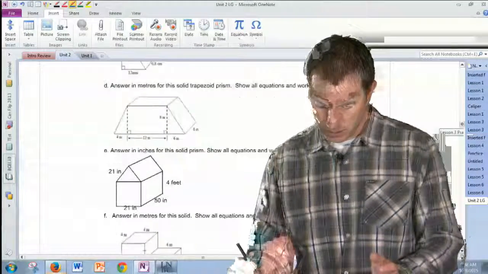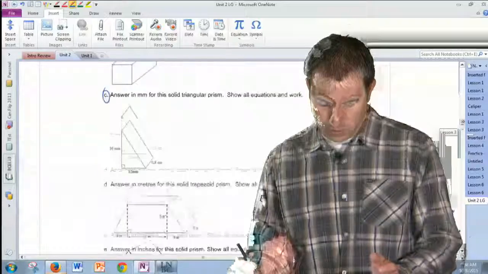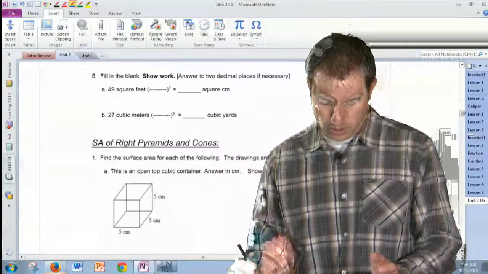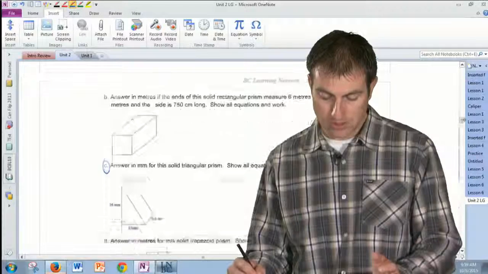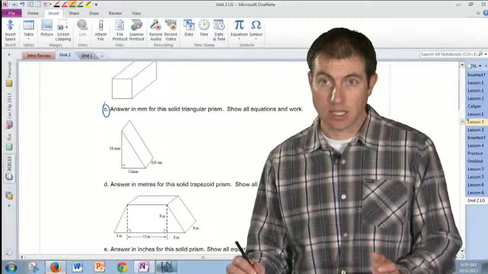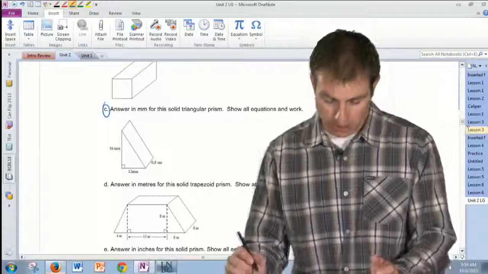One of these shapes yet. So this is page 5 of the review. This is question number, surface area of right pyramids and cones, number 1C. Okay, so we're gonna do that one, Alex, for you.